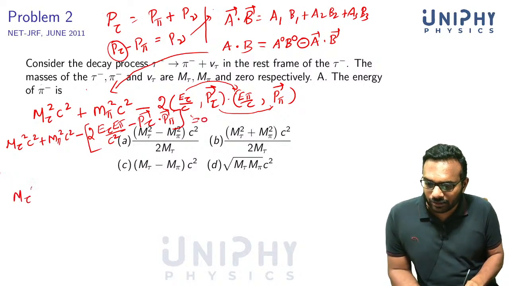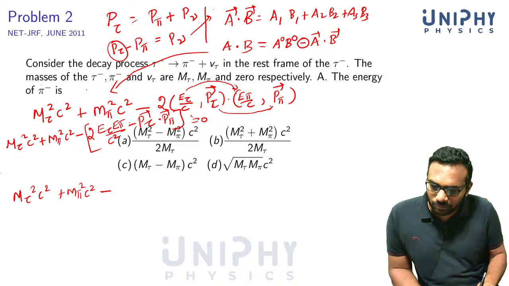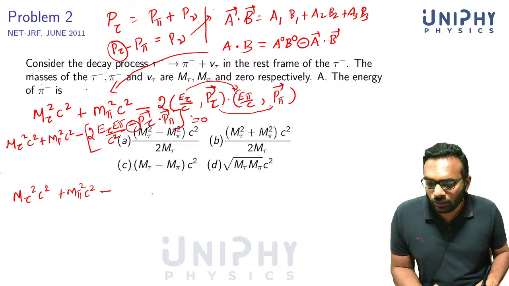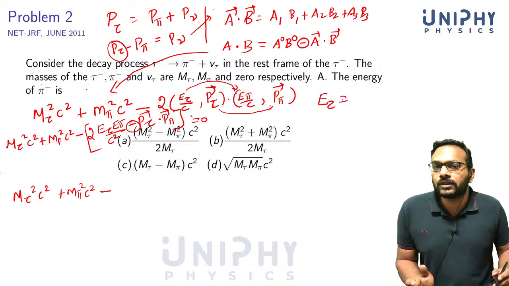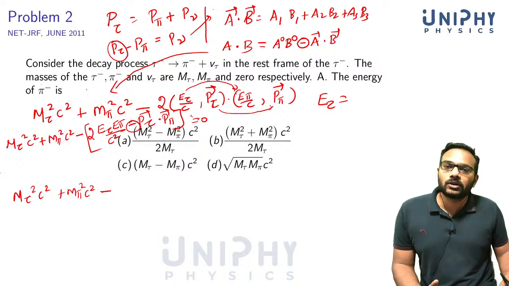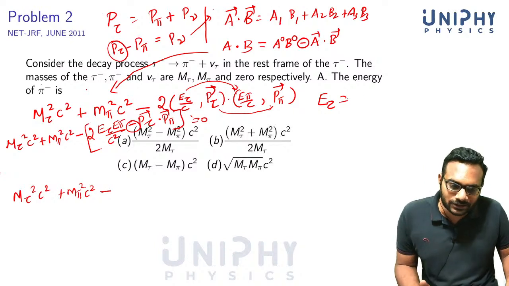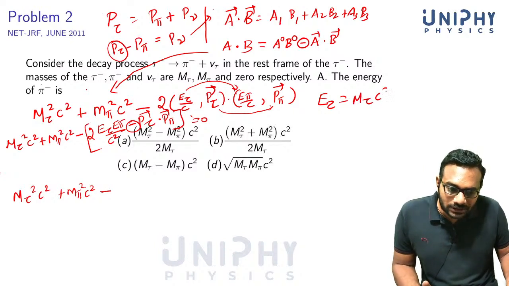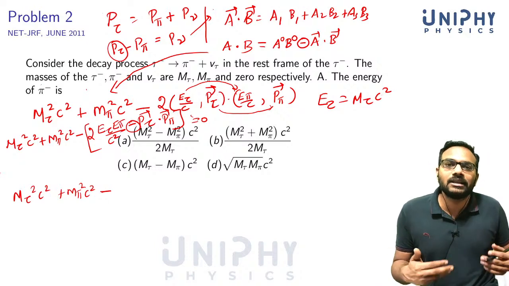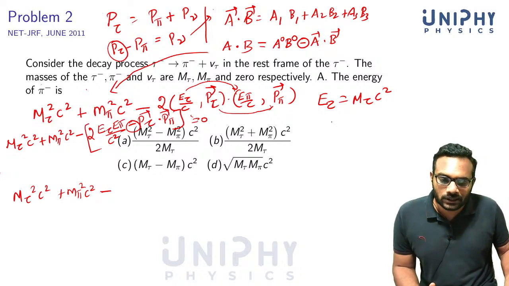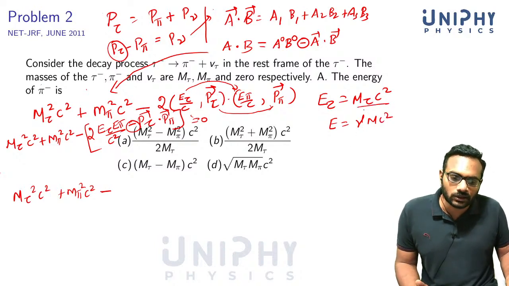Now I will write it like this: m tau square c square plus m pi square c square minus, remember that there is a minus sign here. This is the only thing that you need to be worried about. And what is E tau? We know what's the energy of the tau particle. We know that the particle is at rest. So the total energy is the rest energy. There is no kinetic energy. The rest energy in relativity is given by m tau c square. E is equal to mc square actually corresponds to the rest energy. The total energy is E is equal to gamma mc square, but we are talking only about the rest energy, right?